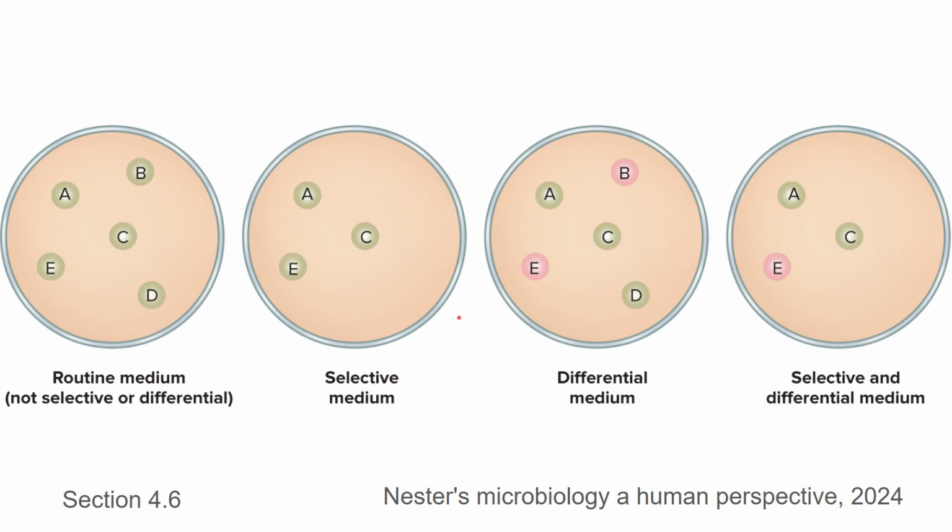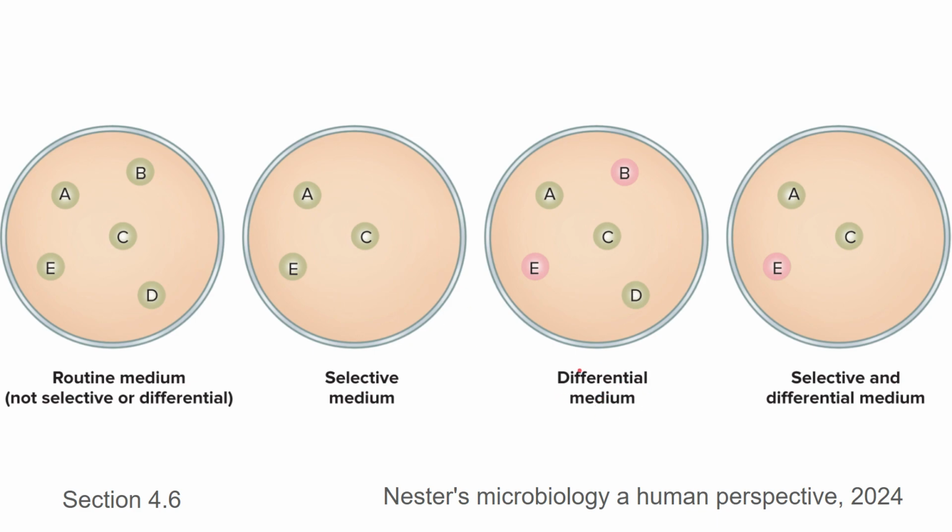So here's just an example of how these can be used together. So routine medium, this could be your complex medium. It could be a complex or a controlled medium, it doesn't really matter. Basically, this one's not being selective or differential, so any bacteria could grow: A, B, C, D, or E. But on a selective medium, this one's selecting for specific traits. So A, C, and E can grow on this, but B and D did not.